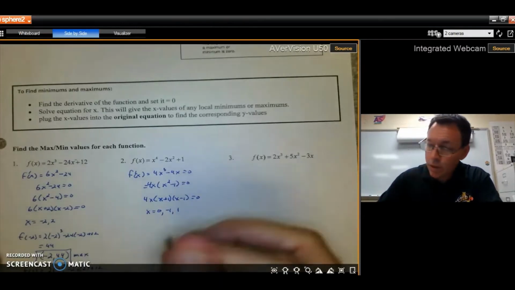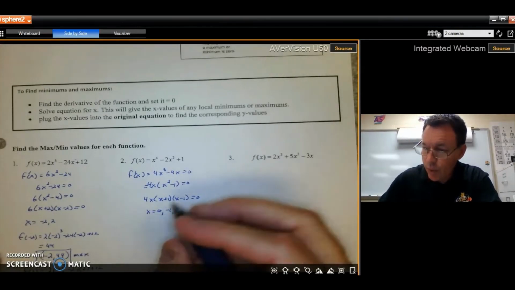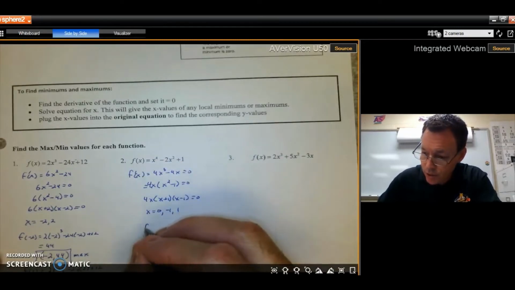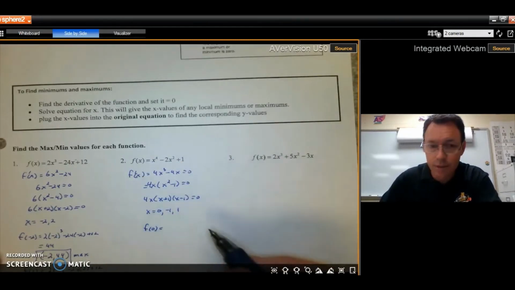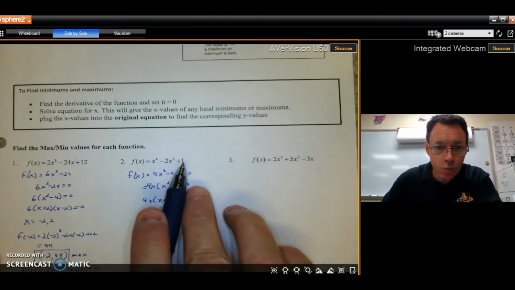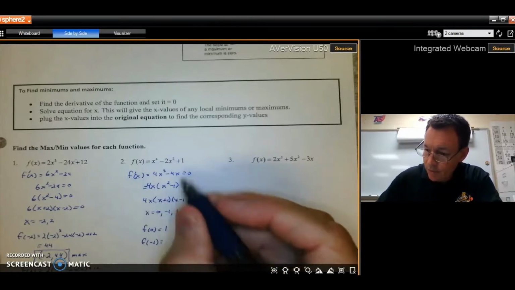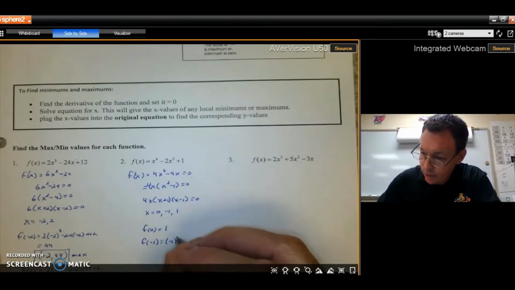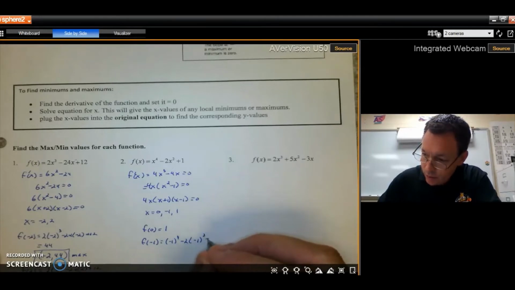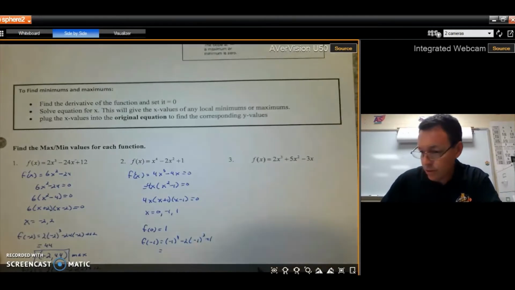Okay, so we're going to take each of these 3 points and put them back into the original equation. So f of 0 would just be 1. We'll do negative 1 next. So we're going to put negative 1 here: negative 1 to the 4th, minus negative 1 squared plus 1. And you're going to simplify that. So put it in your calculator. You're going to get 0.